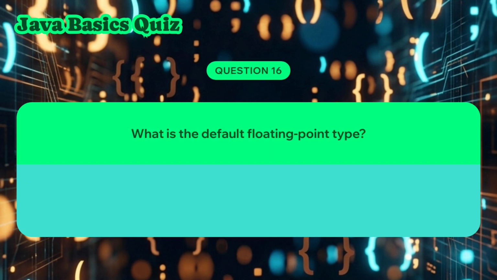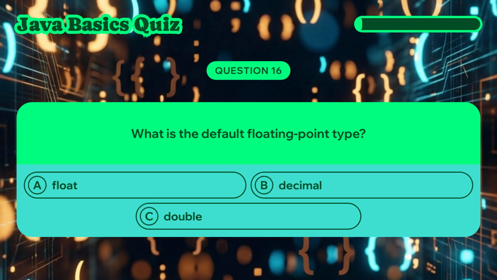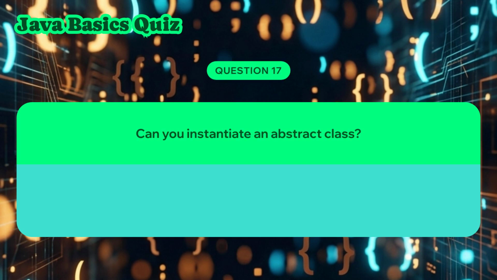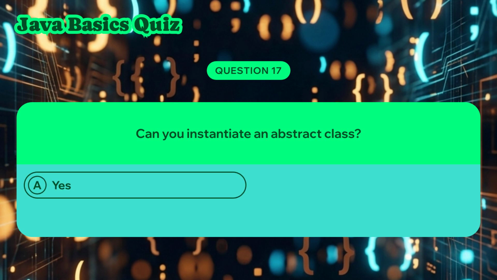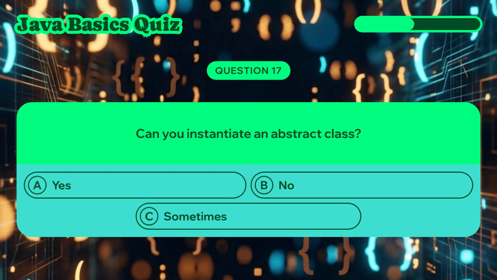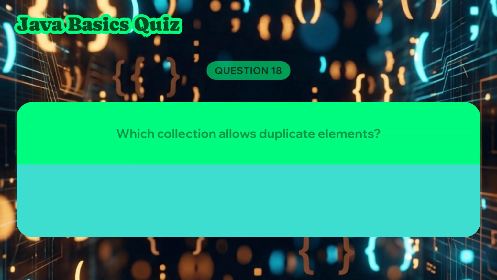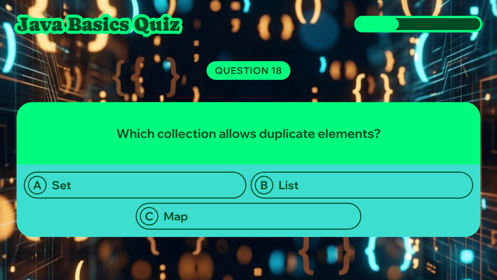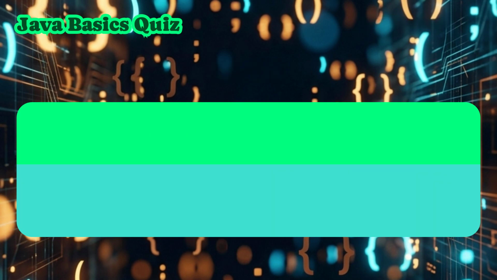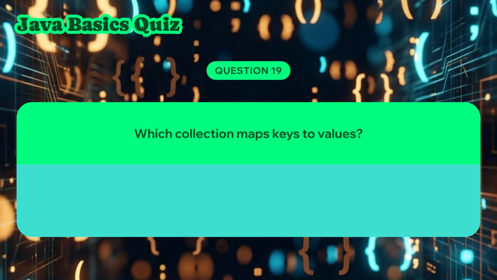What is the default floating point type? Can you instantiate an abstract class? Which collection allows duplicate elements? Which collection maps keys to values?